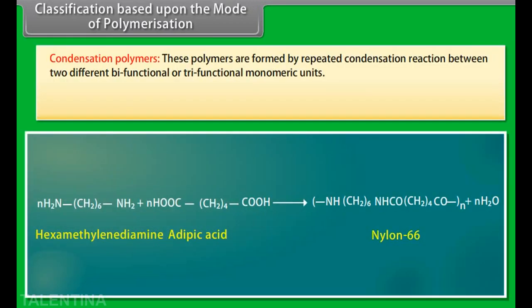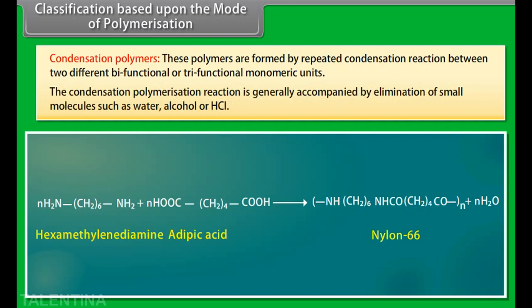Condensation polymers. These polymers are formed by repeated condensation reactions between two different bifunctional or trifunctional monomeric units. The condensation polymerization reaction is generally accompanied by elimination of small molecules such as water, alcohol, or HCl. For example, nylon 66 is formed by condensation of hexamethylene diamine with adipic acid.